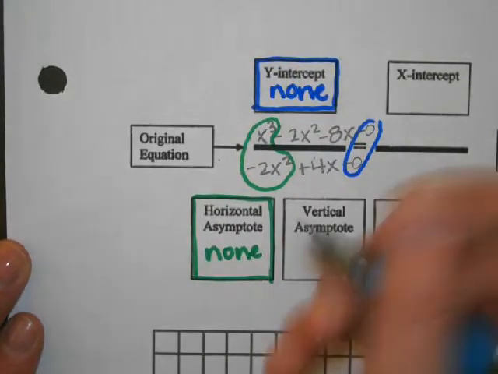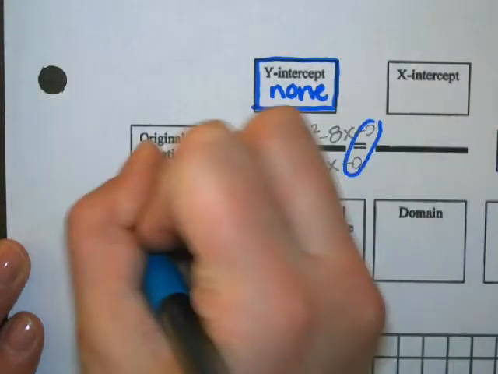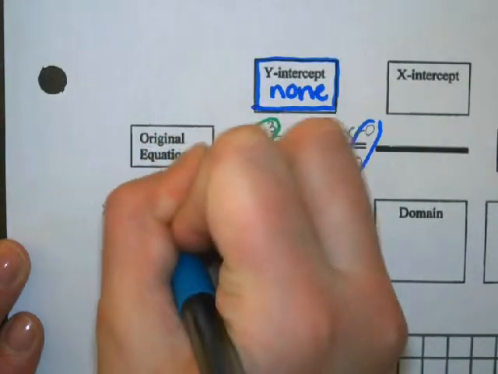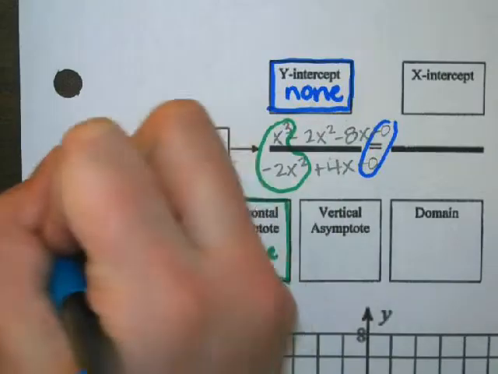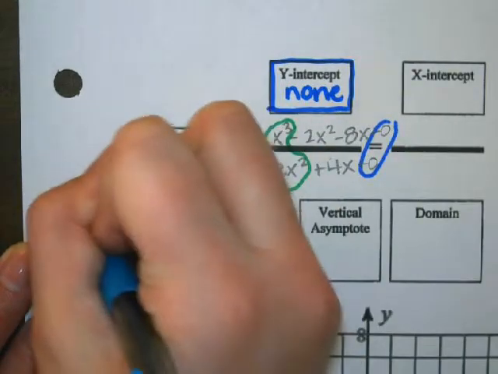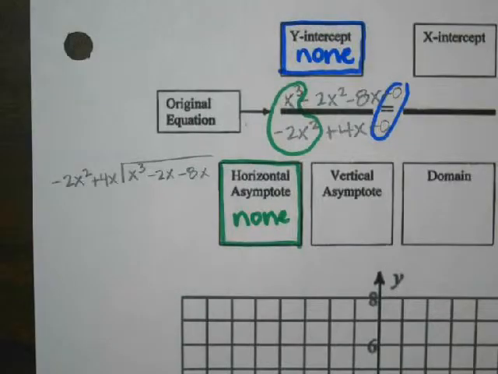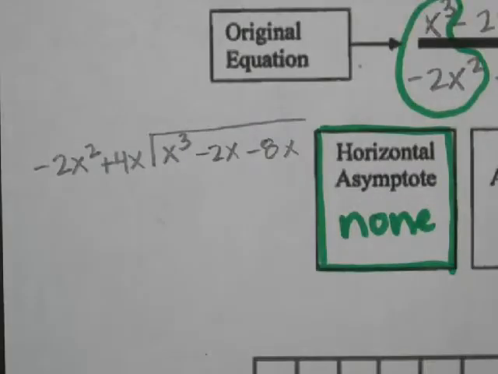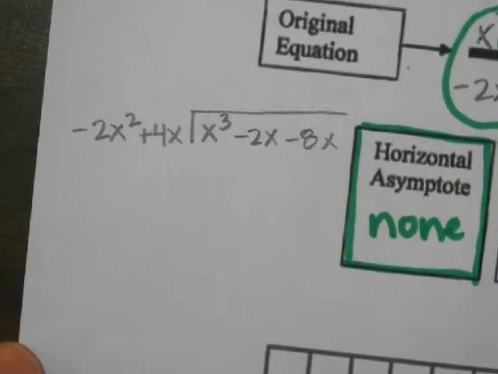So we've got x to the third minus 2x squared minus 8x being divided by negative 2x squared plus 4x. Okay, so let me zoom in. All right, it's slanted. There we go. All right, so what do we do first?